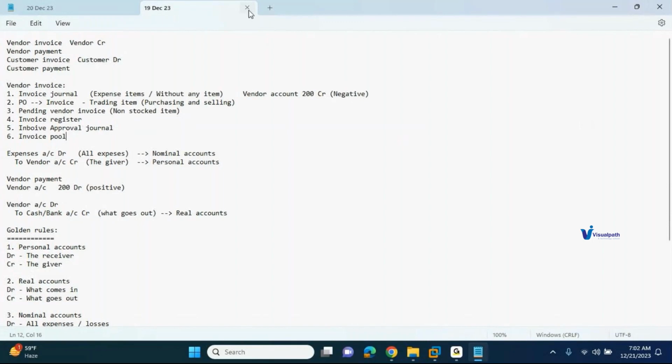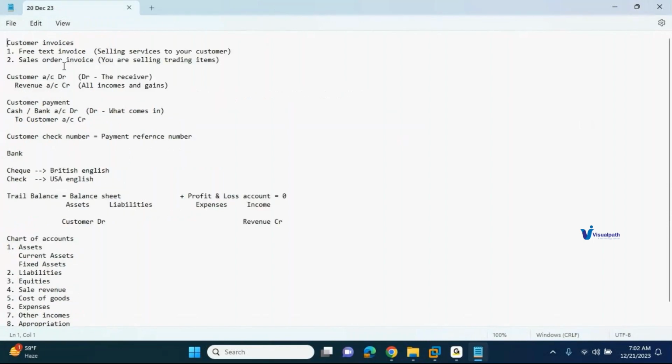Whereas for a customer invoice, we can do it two different ways. One is pre-text invoice, another one is sales order. These are the two different ways we can sell the material. Whenever we are selling the material to the customer, we can do two types: one is pre-text invoice, another one is sales order.